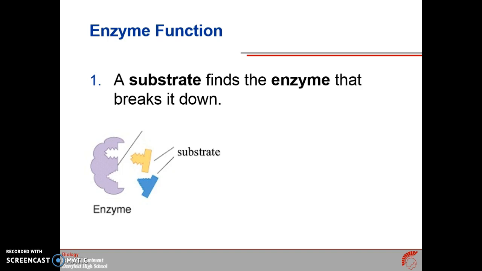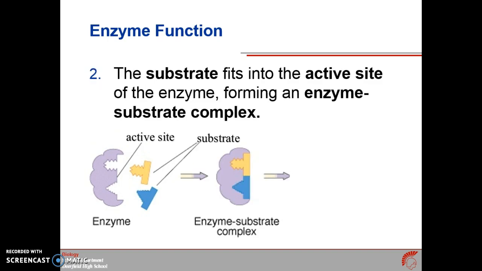A substrate will find the enzyme that breaks it down. Looking here, the enzyme kind of looks like a puzzle. It has some carvings in it. These substrates will find this enzyme, and they will form an enzyme substrate complex. They will find the active site within the enzyme. They will then bond, forming what we call an enzyme substrate complex.